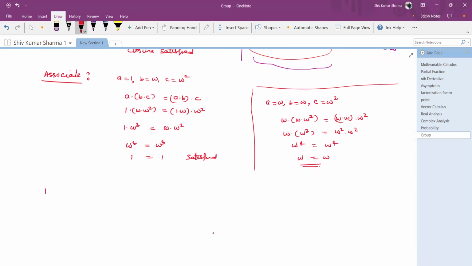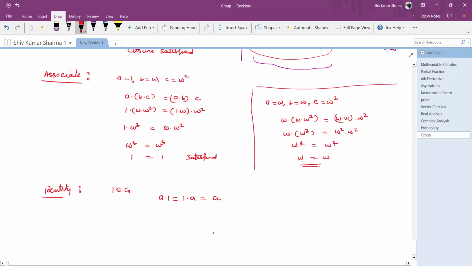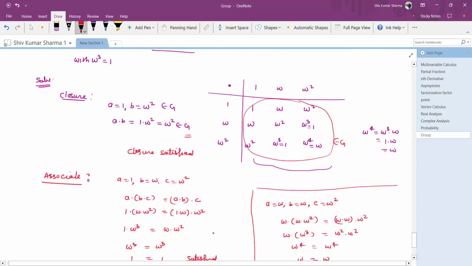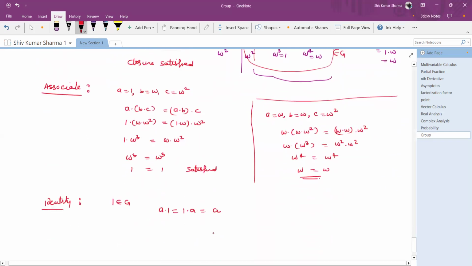Now we move to the third property, that is the identity. Identity means the multiplicative identity 1. 1 belongs to G. So when we do the product with 1, A into 1 is equal to 1 into A, which always gives us A. You can see that from the composition table. So this 1 we consider as the multiplicative identity. When we multiply, 1 into 1 is 1, omega into 1 is also omega. You can see that the column and row give the same element of G.